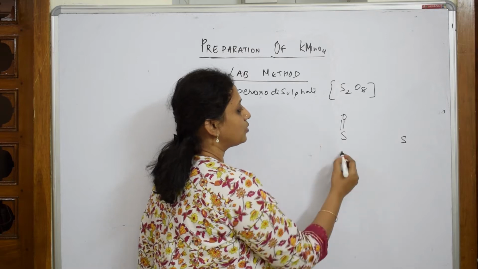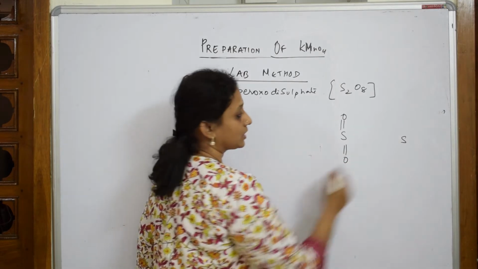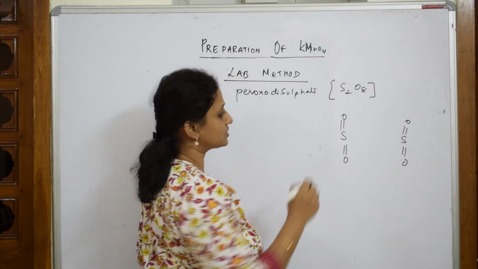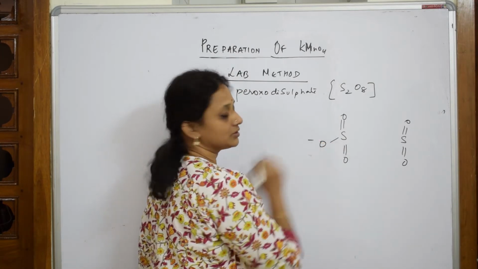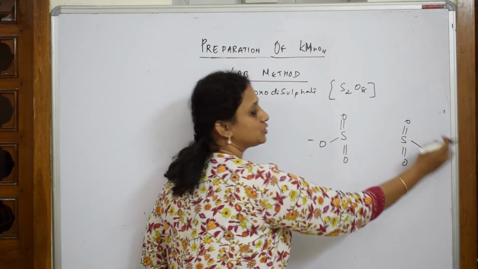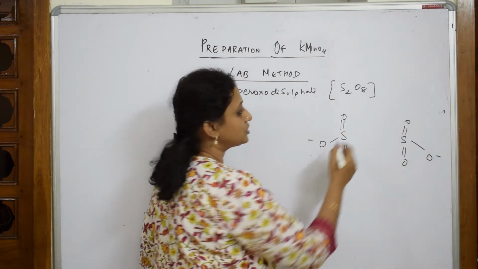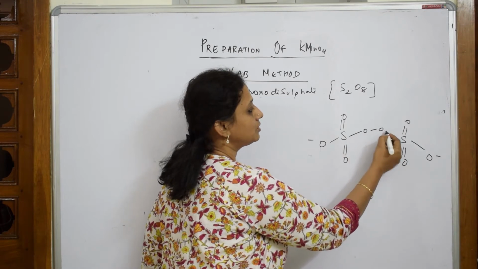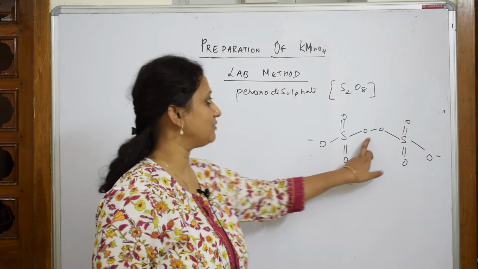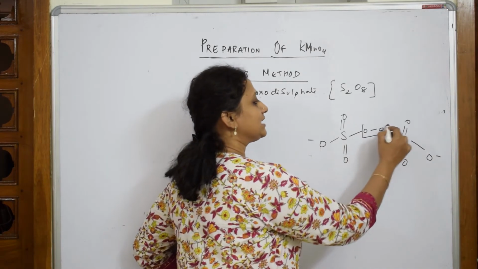First double bond O, double bond O. One more double bond O, double bond O. 4 are done. We still have 4, isn't it? Now 1 oxygen here, 1 more oxygen here. So 1, 2, 3 here, 1, 2, 3 here. 6 are done. We are left with 2. So this is going to form a bond. This is your peroxodisulfate. Peroxo, because you have a peroxide linkage here.